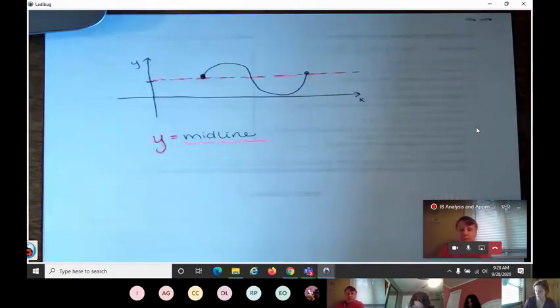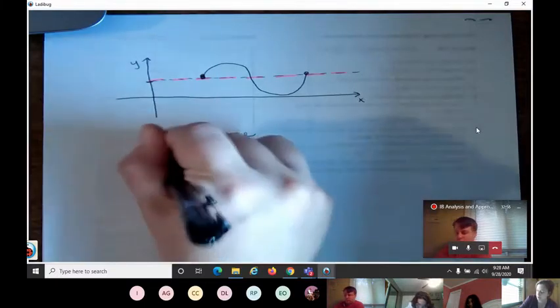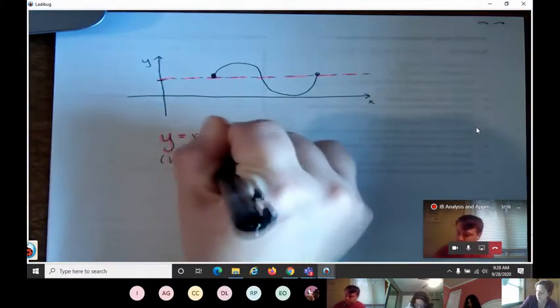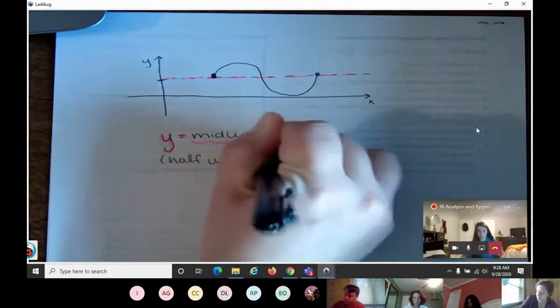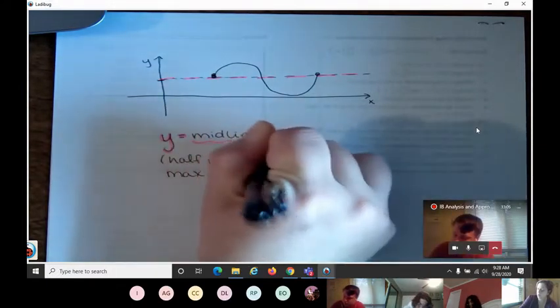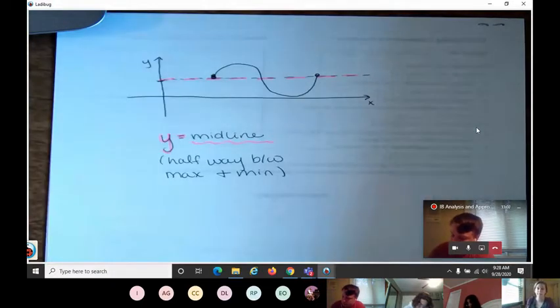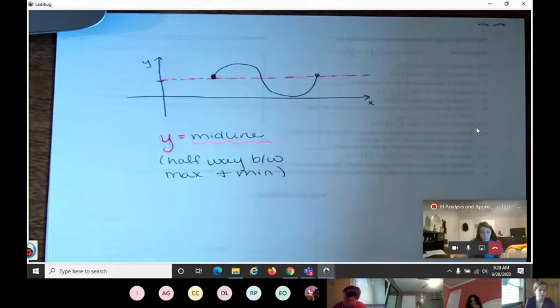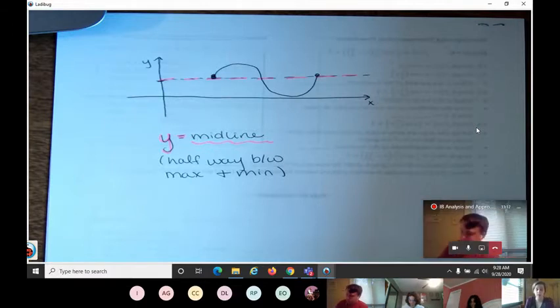Okay, and maybe I'll even write a little definition. It's halfway between the max and the min. Okay, what questions do you guys have about the midline? Okay, if there are no questions, we'll keep going.